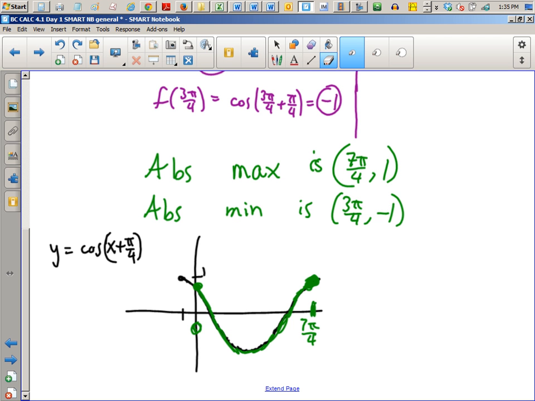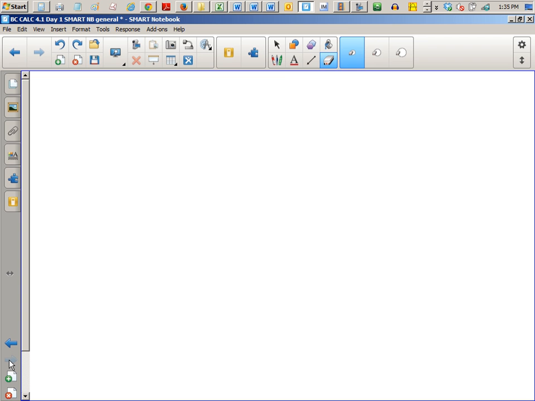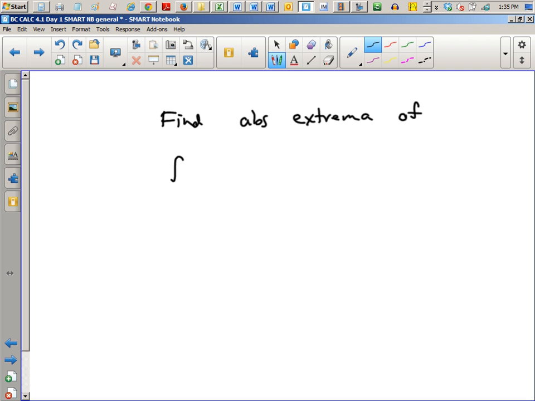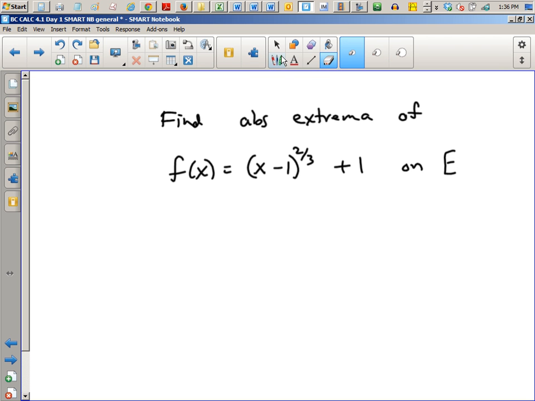So now I'm going to let you try a problem, all on your own for the rest of the period. And it is this problem. Find the absolute extrema of f of x equals x minus 1 to the 2/3 plus 1, and this is on the interval negative 1 to 3.